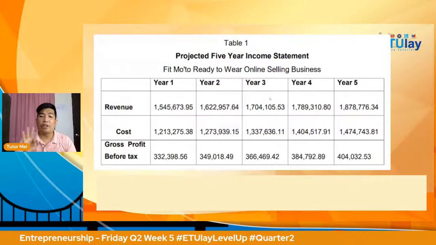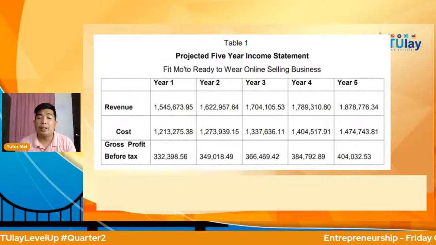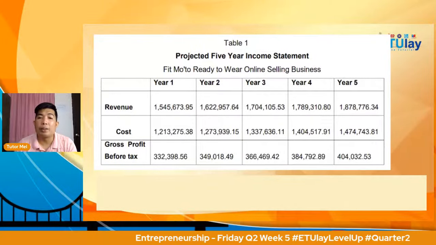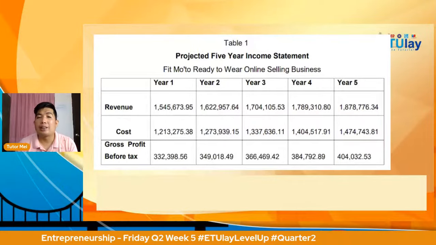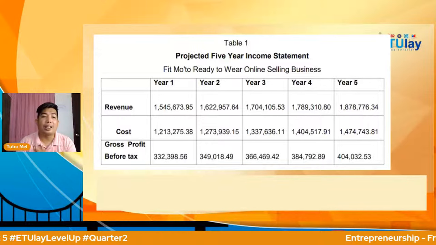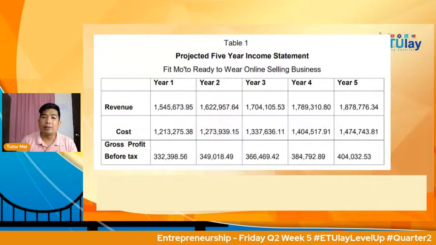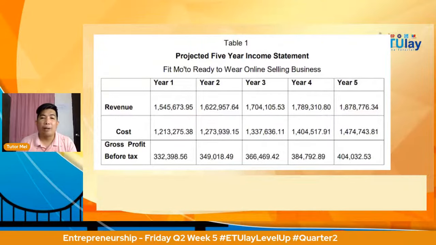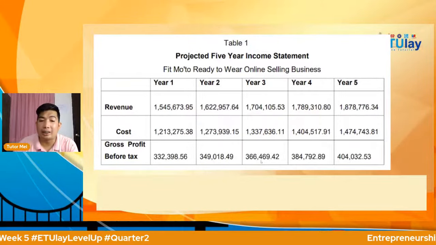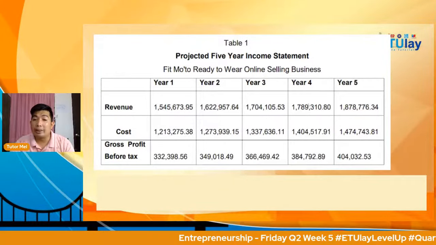Pagpasok po ng year 3, ayan, syempre, diba? 1,704,105.53 at ang kanya namang cost ay 1,337,636.11. At you notice po, kapag nagbi-business talaga tayo, nag-i-increase po talaga yan. Kasi di ba kaya nga tayo nag-business para kumita talaga. Kaya dapat yung business natin, yung ating sales ay increasing from year to year. Okay? Then meron siyang gross profit before tax na 366,469.42. Year 4, ito na, tumaas din siya ng 5%.